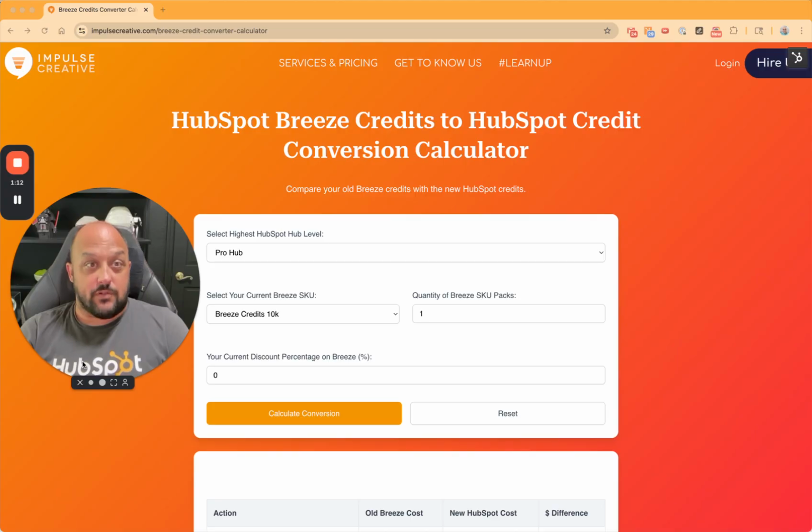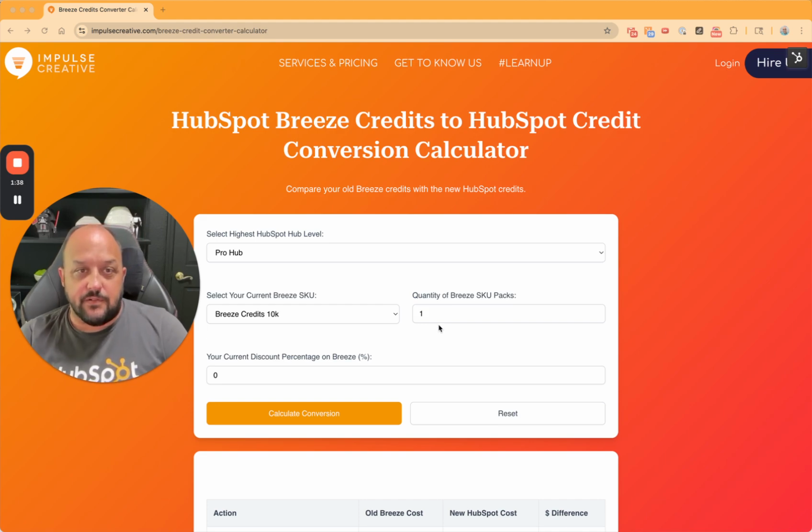At first glance, you might look at your HubSpot credits and how much an enrichment costs, for instance, and you might be upset because you're like, wow, it used to cost 1 credit and now it costs 10 credits. That is true, but it's actually a net savings, and kudos to HubSpot for making it this way, although they probably could have done it in a way that was a little bit easier to understand from the get-go. So we built this HubSpot Breeze Credits to HubSpot Credit Conversion Calculator so that you don't have to try and figure it out.